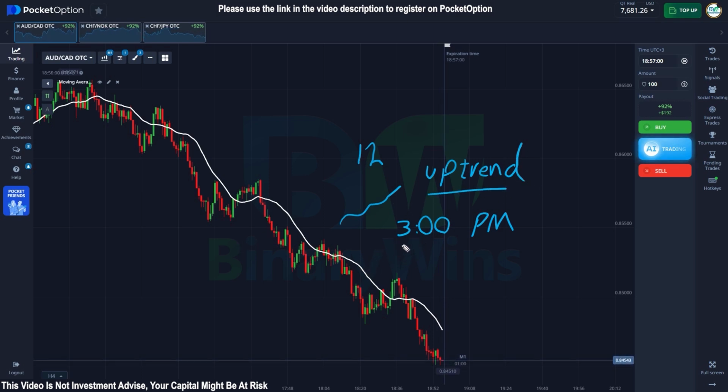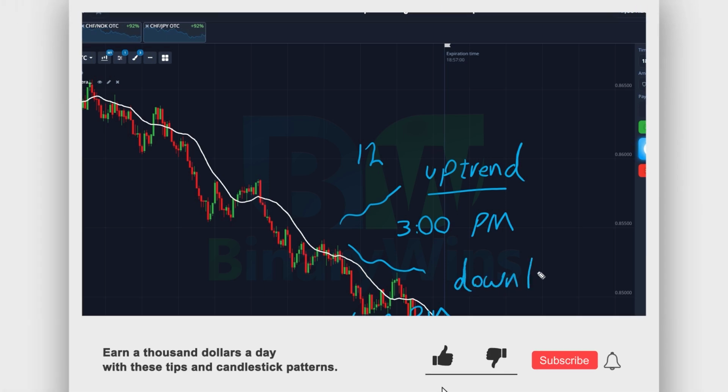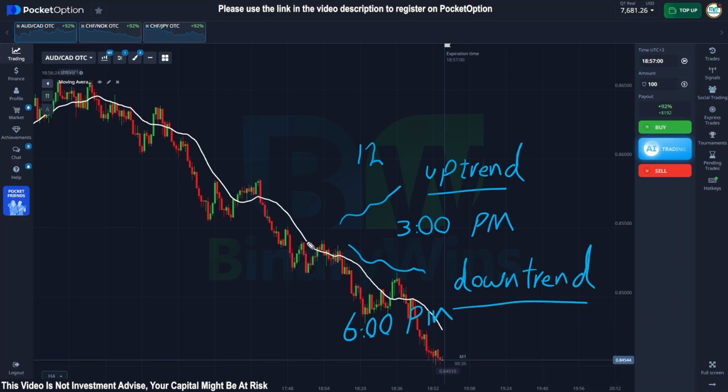But if it is between 3 and 6 o'clock, that is, as you can see, our trend is downtrend. Okay? If it moves towards 3 o'clock, yes, we have a side trend, okay?